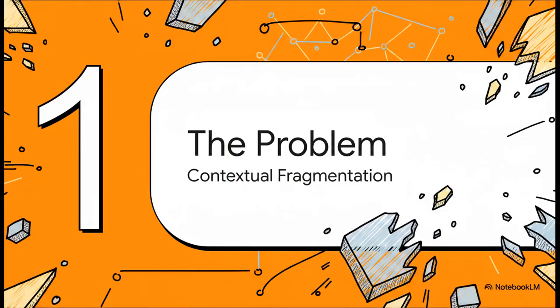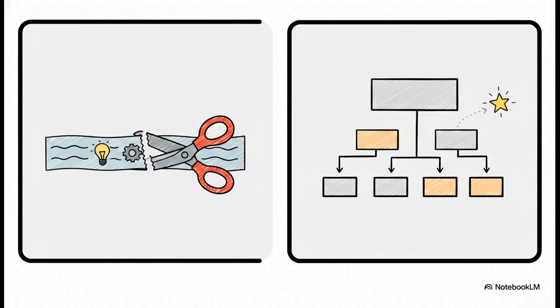Okay, so let's really dig into the problem here. The reason so many RAG systems can feel a bit clumsy, especially with dense material, comes down to this one big issue: contextual fragmentation. It's the enemy of understanding. Now, you've probably seen the two usual suspects. On one hand, you've got fixed-size chunking. This is the brute force method. It just chops up the text every 512 tokens, whether it makes sense or not.